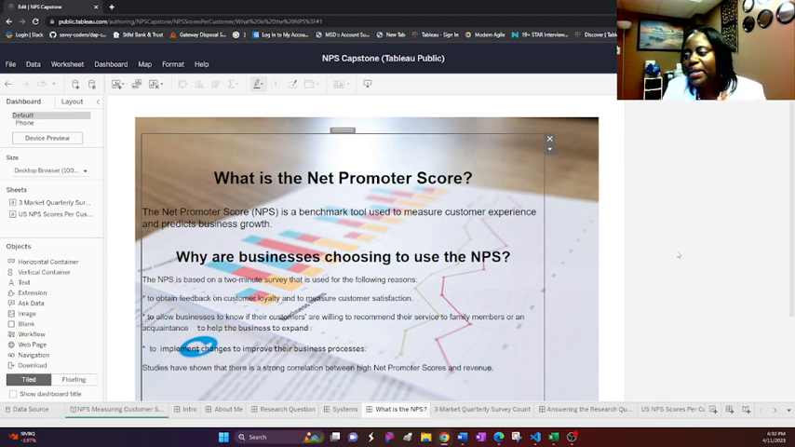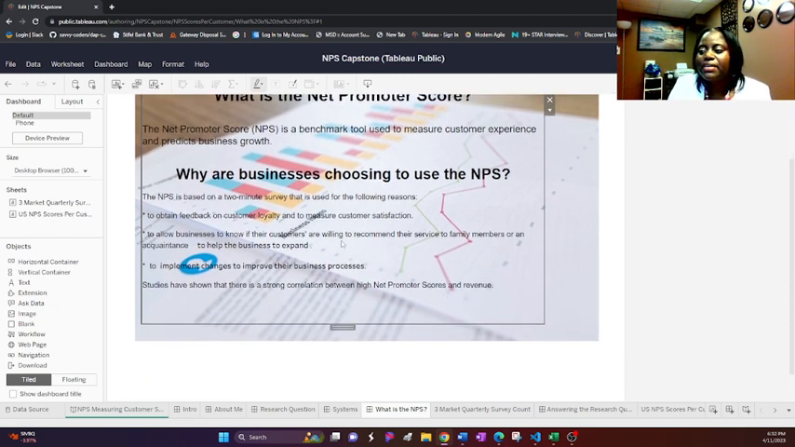Well, the NPS is based on a 2-minute survey that is used for the following reasons: to obtain feedback on customer loyalty and to measure customer satisfaction, to allow businesses to know if their customers are willing to recommend their service to family members or acquaintances to help the business expand. It is also used to implement changes to improve their business processes. And studies have shown that there is a strong correlation between high Net Promoter Scores and revenue.